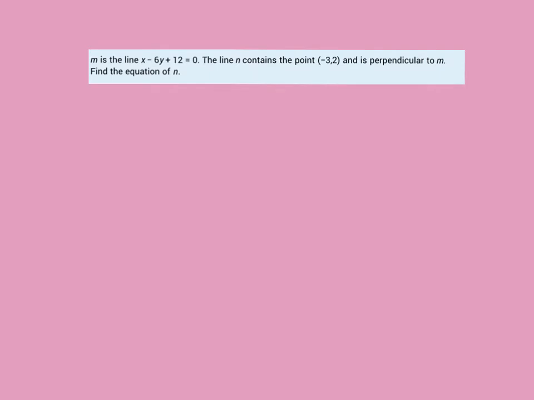Okay, so let's take a question like this one here. So m is the line x minus 6y plus 12 equals 0. The line n contains this point here and is perpendicular to m, so that's going to tell me about the slope. Okay, find the equation of n.